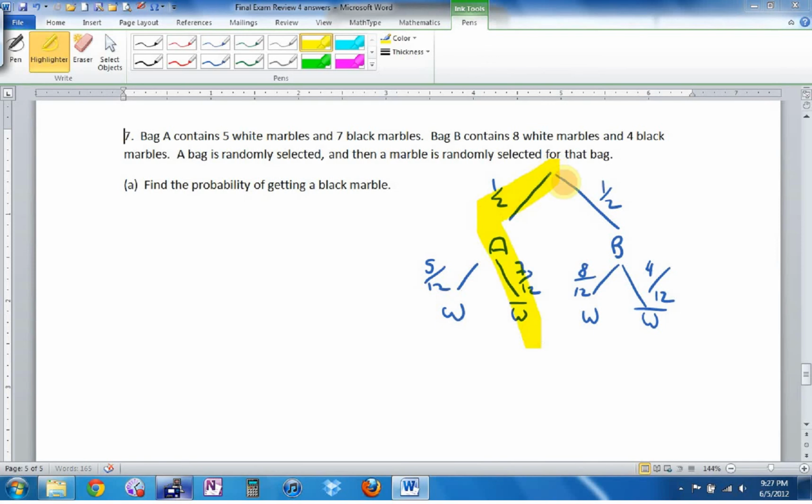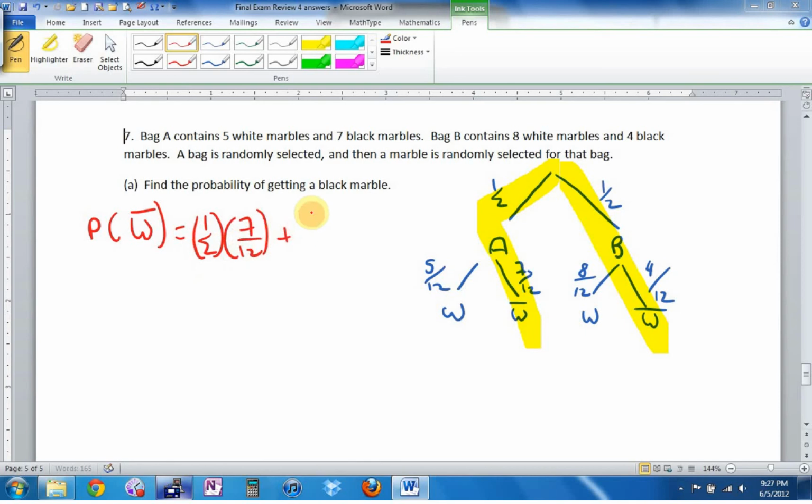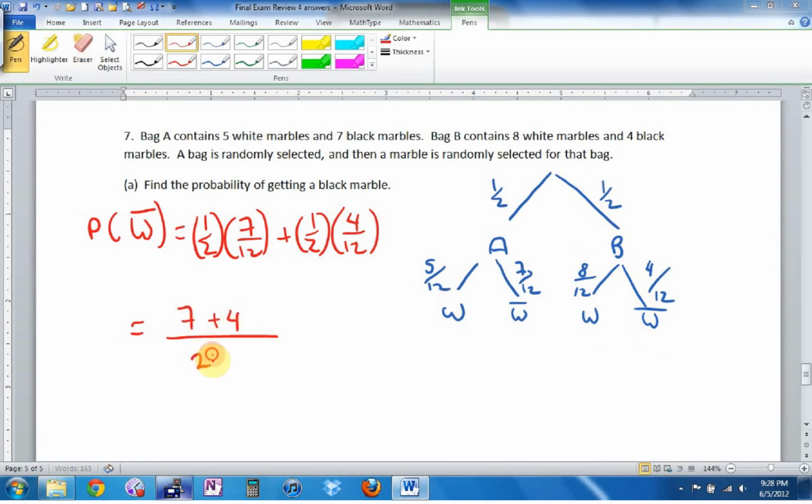Find the probability of getting a black marble. That's that or that. What does or mean? Add. Getting a black is 1 out of 2 times 7 out of 12, or 1 out of 2 times 4 out of 12. Conveniently, this question does have a common denominator. It looks like they're both going to be over 24. Assuming I can erase this highlighter, which is turning out to be tougher than I want it. There we go. I'm going to get 7 plus 4 over 24, which is 11 over 24. Oh, nice.